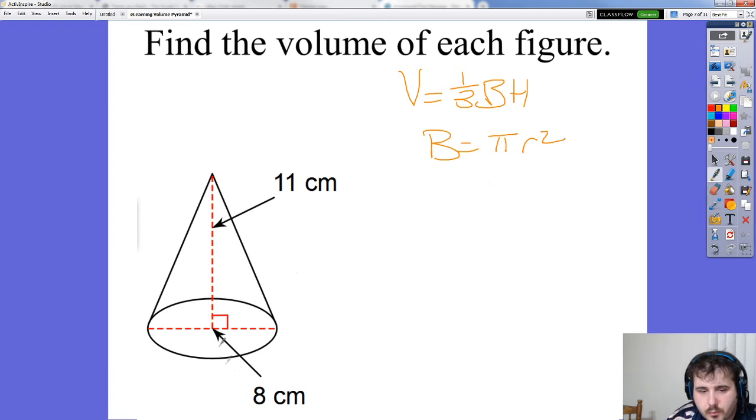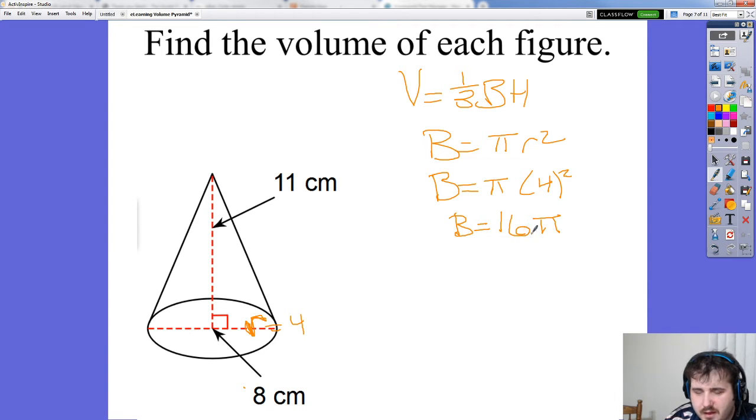Pi r squared. But we need r. When they give us d, we want r. They give us the whole thing, but we don't want that. We want 4, right? The diameter is 8. The radius is 4. If they give you the whole thing, just take half. If they give you half, use it. But don't take too much. So radius is 4 squared. 4 squared is 16. So the area of the base is 16 pi.